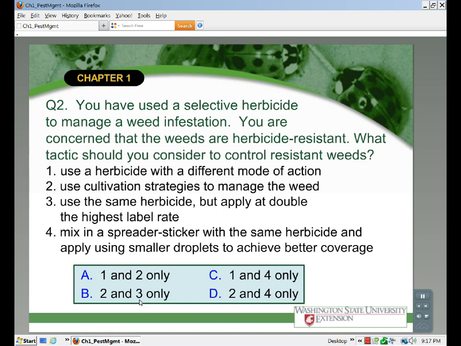Select the correct answer. A. 1 and 2 only. B. 2 and 3 only. C. 1 and 4 only. D. 2 and 4 only. The correct answer is A.